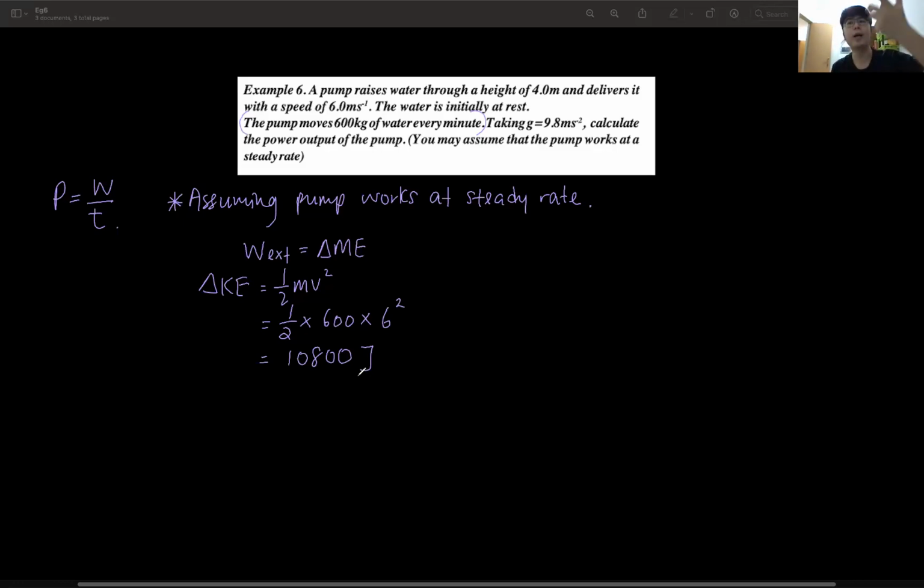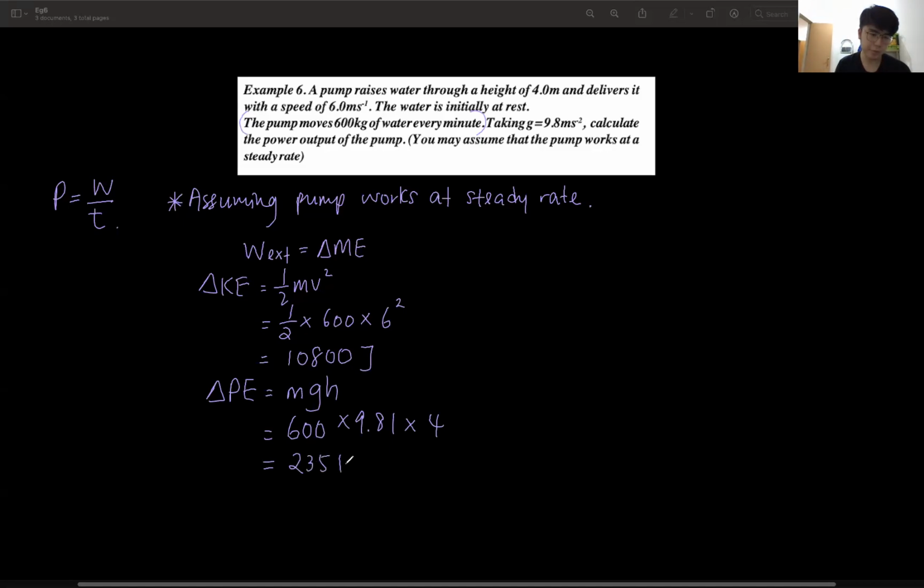The pump is doing work on the water. Okay, how about the potential energy? Change in potential energy equals mgh. Again, 600 times 9.81, and then we times by 4 meters equals 23544 joule. Increase in KE and increase in PE. Total increase, the change in mechanical, would be 10800 plus 23544, 34344 joule.